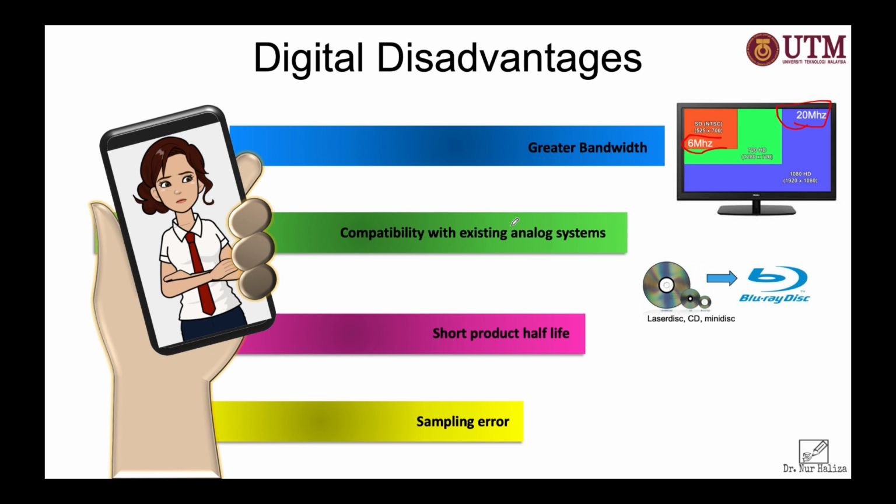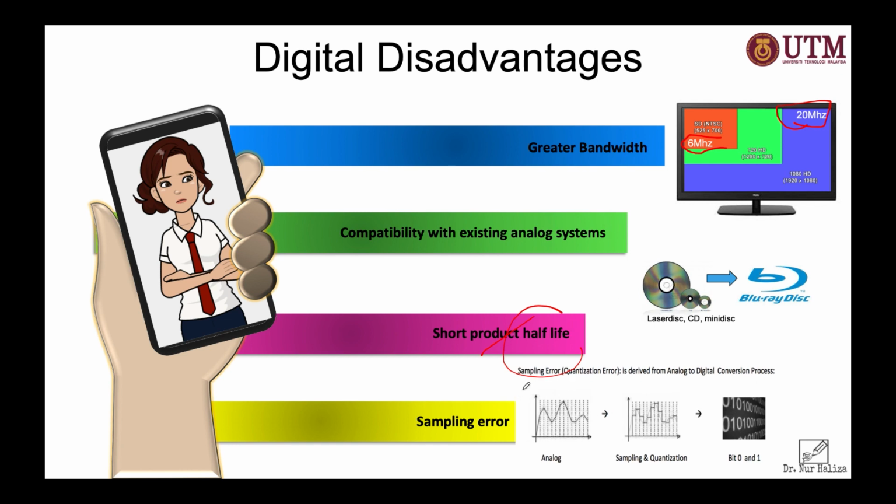It is quite hard for you to use an analog current system that can be used on digital. And then digital products or devices normally have a short product half-time, which is the lifetime for the product is quite short compared to analog. And lastly, the sampling error. The sampling or quantization error is derived from the analog to digital conversion process. So there is a sampling error on the digitals.